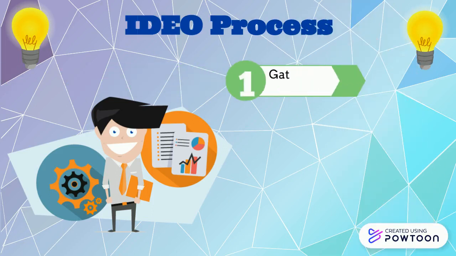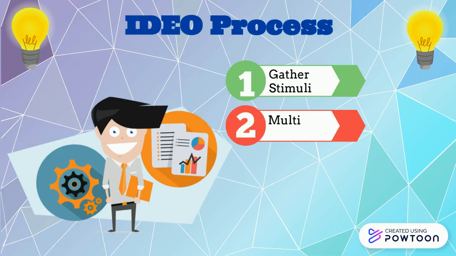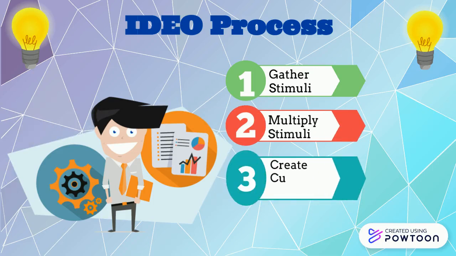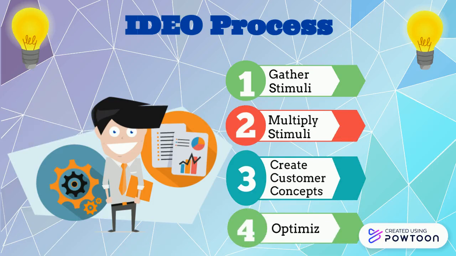The first step is to gather stimuli. The second step is to multiply stimuli. The third step is to create customer concepts. And the fourth is to optimize.